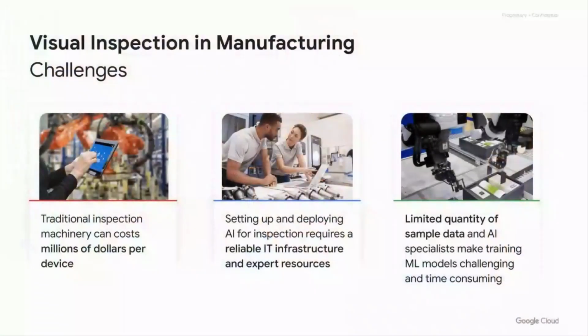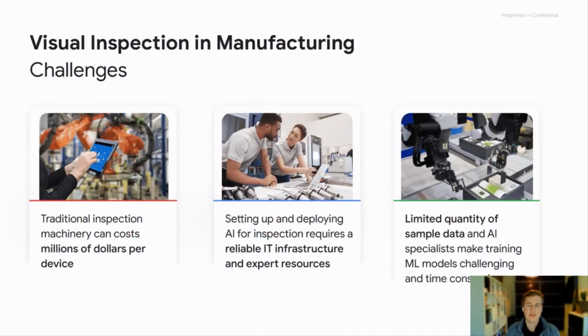So what are the typical challenges that companies talk to us about and explain to us? The first one is that today, if you want to have machinery for traditional, classical inspection, it's usually very expensive. It can cost up to millions of dollars per device, and that's for a very special use case of doing a visual inspection.